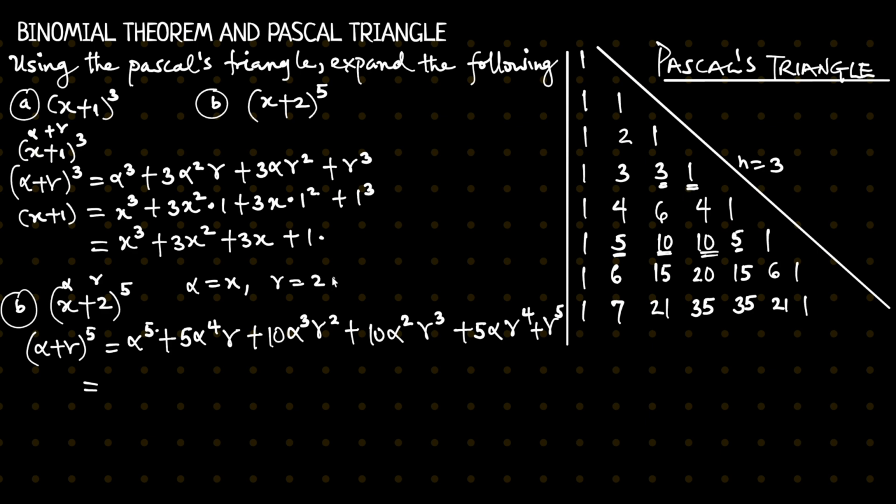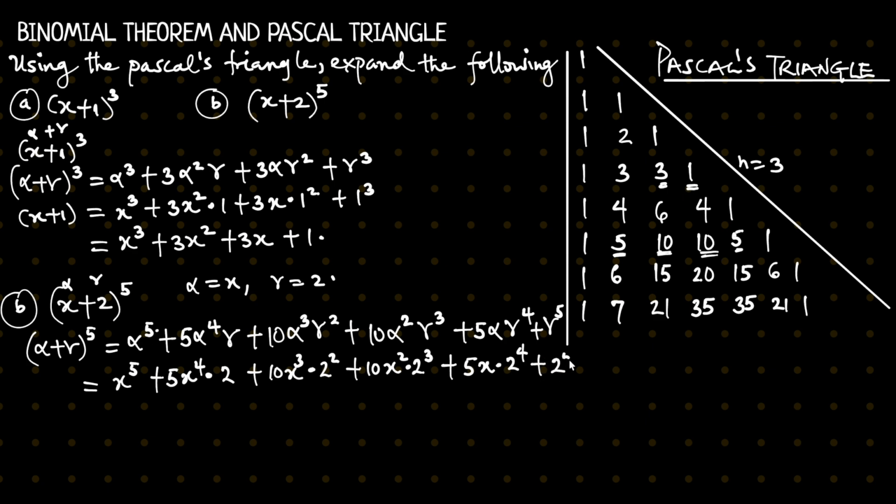gamma is 2. So we do x to the power 5 plus 5 alpha, that's x to the power 4, multiplied by gamma is 2, plus 10 alpha again, x to the power of 3, gamma 2 to the power of 2, plus 10 alpha x squared, gamma 2 to the power of 3, plus 5 alpha x gamma 2 to the power 4, plus gamma to the power 5.